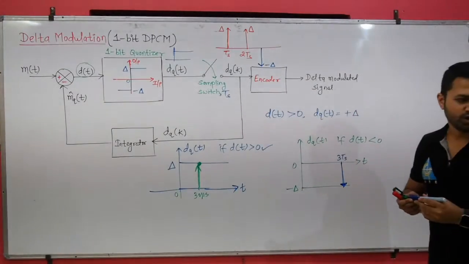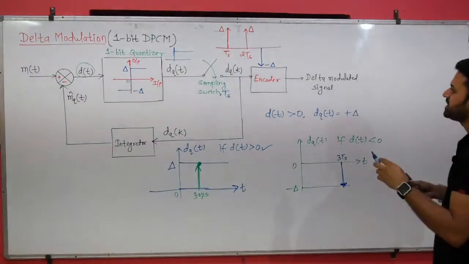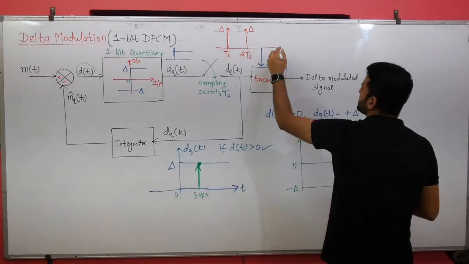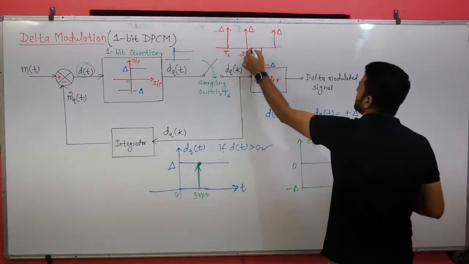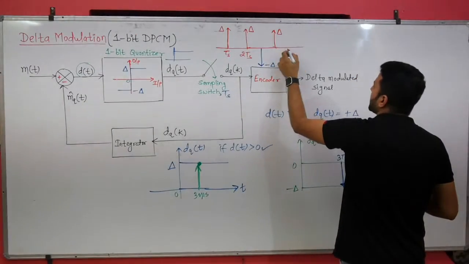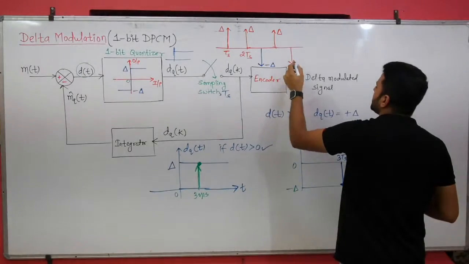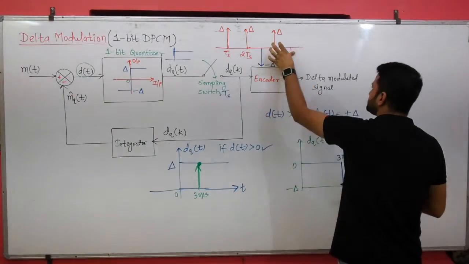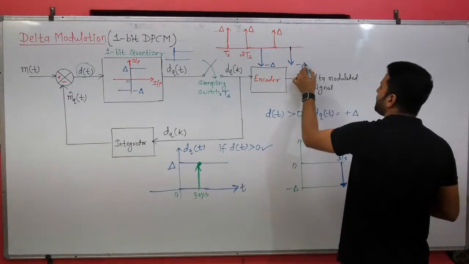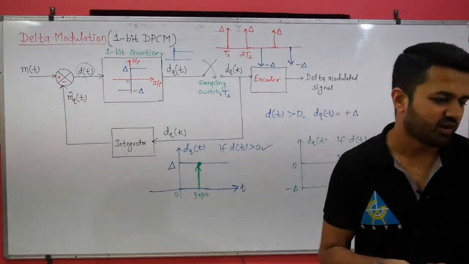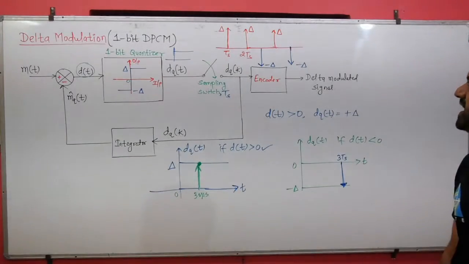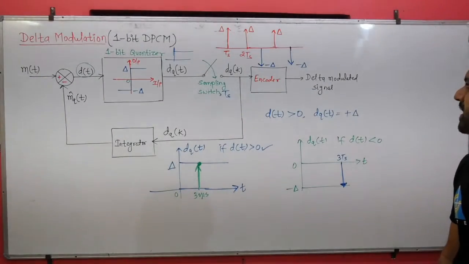Yes, Govind, correct. Negative impulse. Suppose again it is coming positive. You will get positive delta. Again it is coming negative, and you will get negative delta, and so on. So you will get only impulses of height plus delta or minus delta. You will get the impulse of height or area plus delta or minus delta.